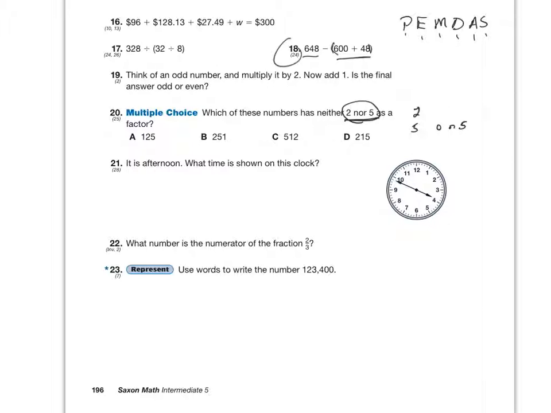All right, so let's see, 22. What number is the numerator of the fraction 2/3? There are two things: there's a numerator and there's a denominator. And you need to choose which one it is. All right, have fun.